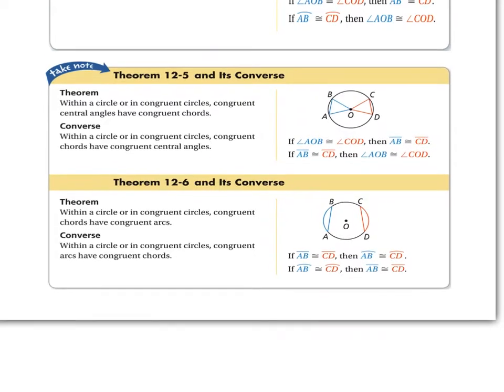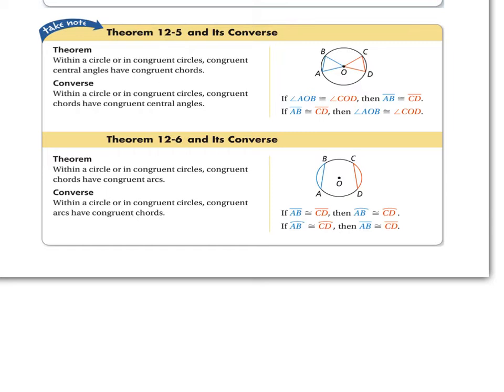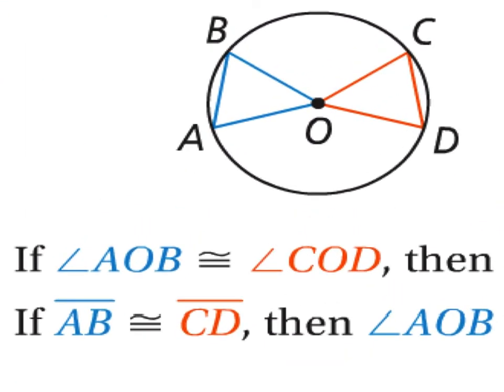Okay, theorem 12.5. It says within a circle or in congruent circles, congruent central angles have congruent chords. Now, I'm going to zoom in on this picture a little bit here because here's the central angle and here's the central angle, and the chords in this case are BA and CD. Well, if angle BOA is congruent to angle COD, if these two angles are the same, for example, let's say they're both 37 degrees.